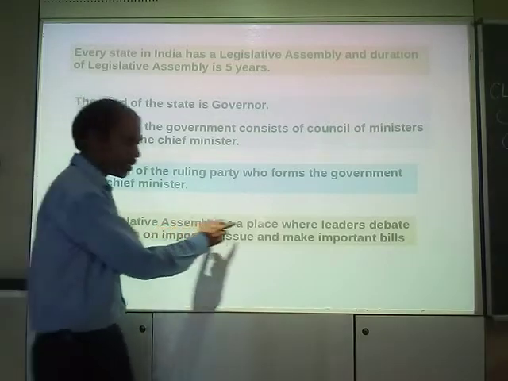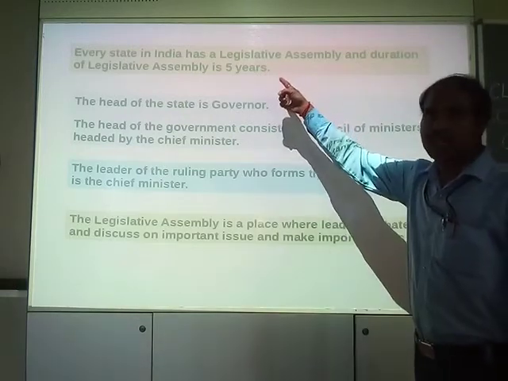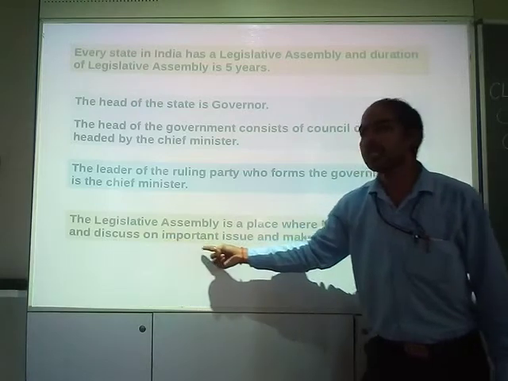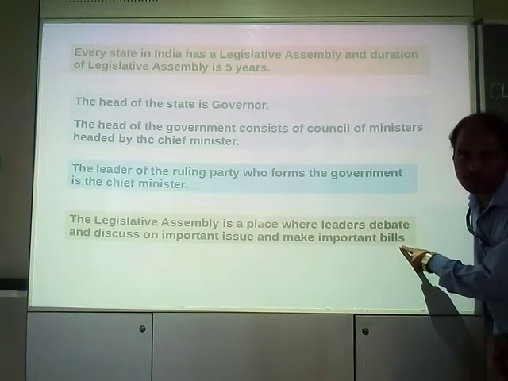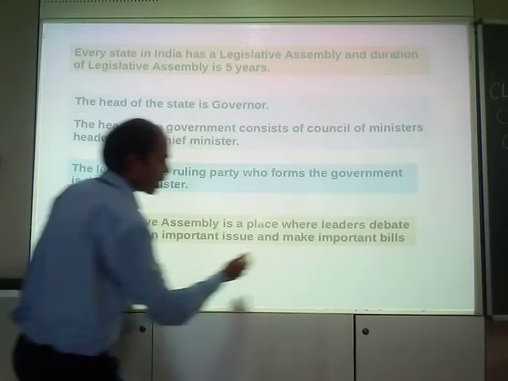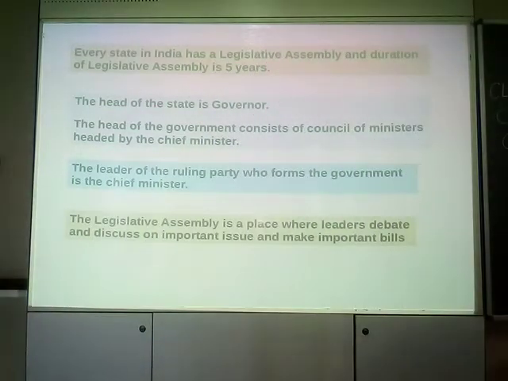And the legislative assembly is a place, as I have already told you, at the national level it is parliament, so at the state level it is the legislative assembly. It is a place where leaders debate and discuss important issues and make important bills. Here bills means laws. So the making of laws and debate and discussion on important issues take place in the legislative assembly, at the state level.